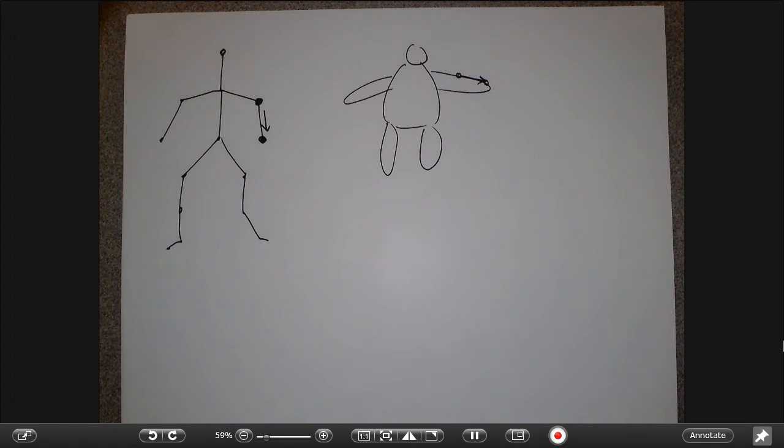what's this forearm going? This is the radius and ulna. Radius and ulna. Is that it? Yeah, these guys. Okay, radius and ulna.